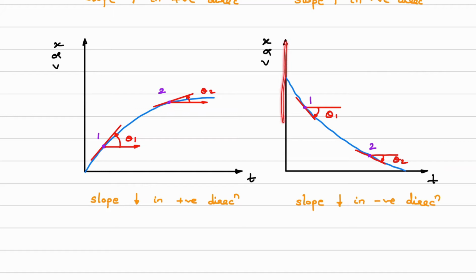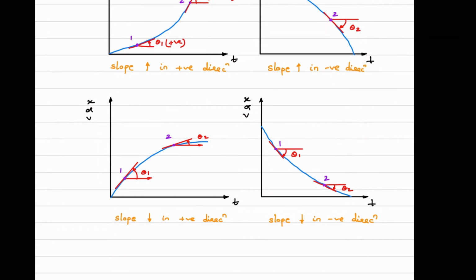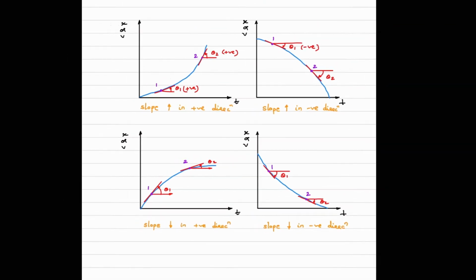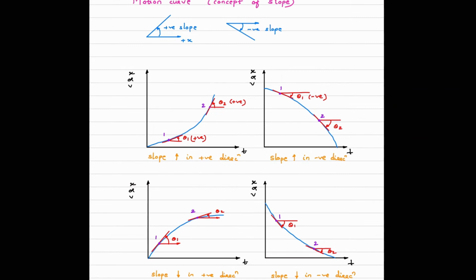And last case, x or v versus time, this is the curve, and we have again taken 2 points, point 1 and point 2, drawn a tangent, and we are taking the angle with respect to x-axis. So we have theta 1 slope and theta 2 slope. In this case also slope is decreasing, but since this is clockwise, it is decreasing in negative direction. So these are the 4 cases. Again, all the 4 cases I'll show you on the same screen. These 4 cases you have to remember. Now using these 4 cases, we can solve numericals related to motion curve.